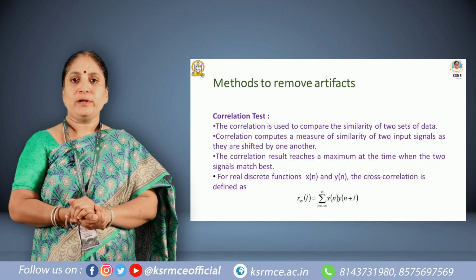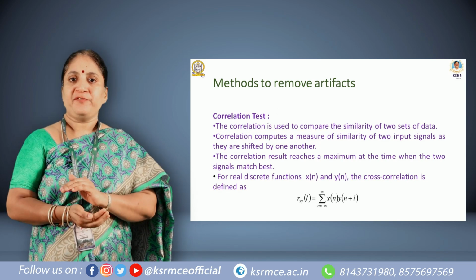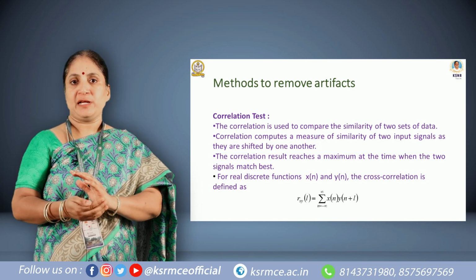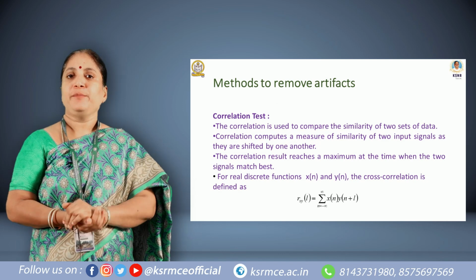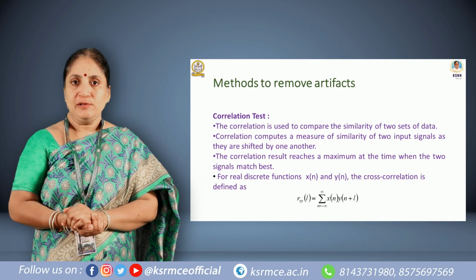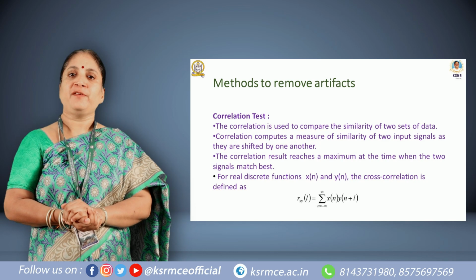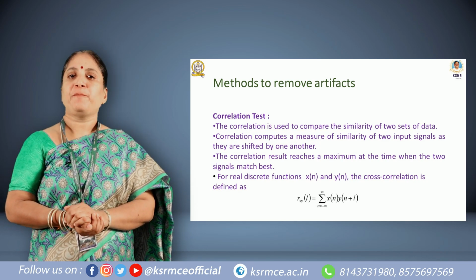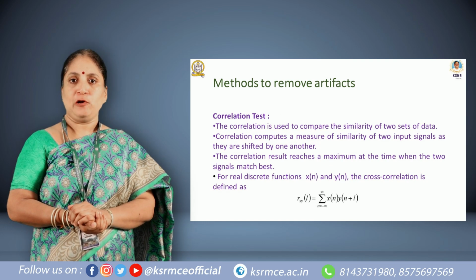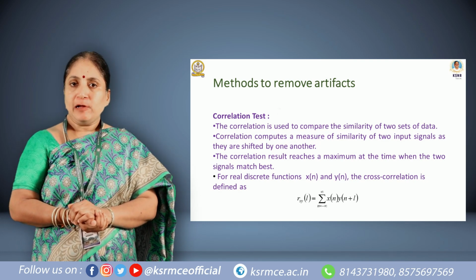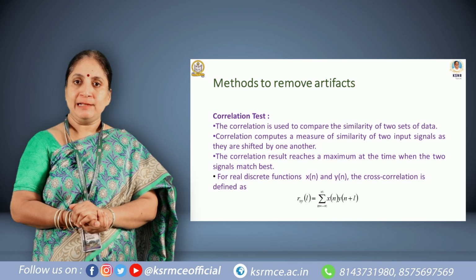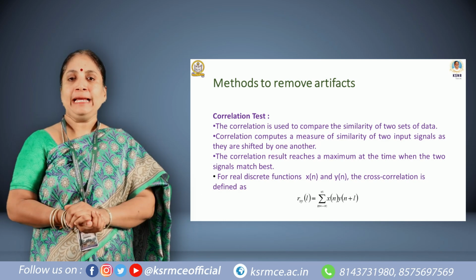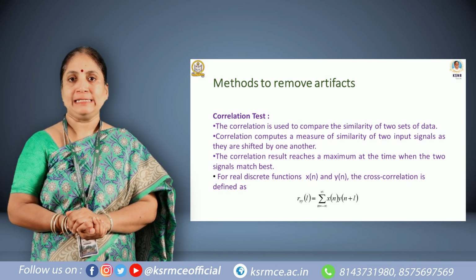Here the correlation is used to identify the artifacts in this manner: if there is less correlation between the two signals, that implies there is an artifact. The procedure used to identify the artifacts using the correlation is, first we are going to obtain the ensemble average of all the signals, corresponding to the different trials and the different channels.